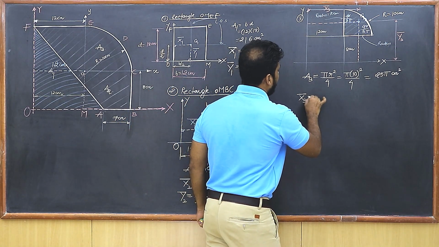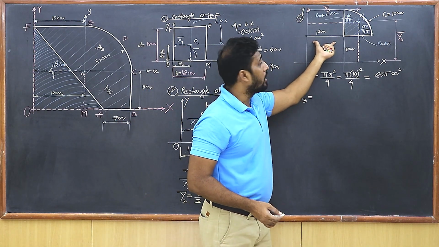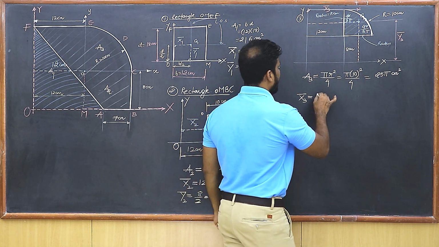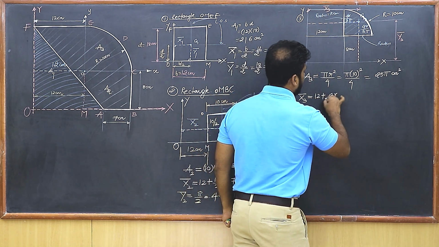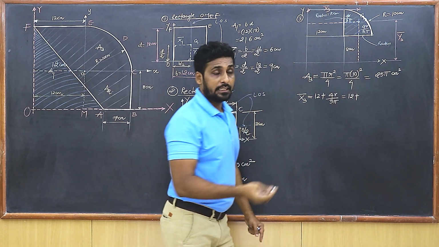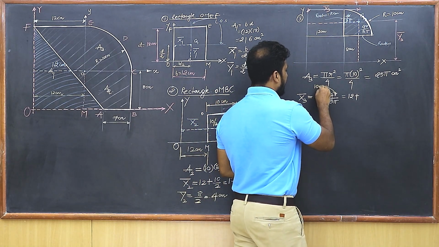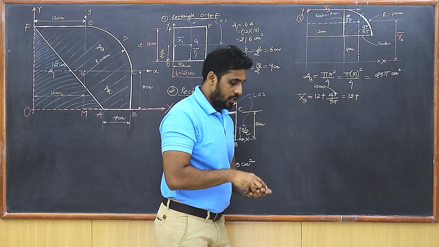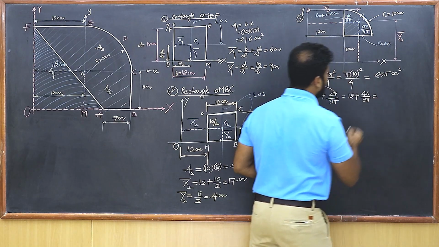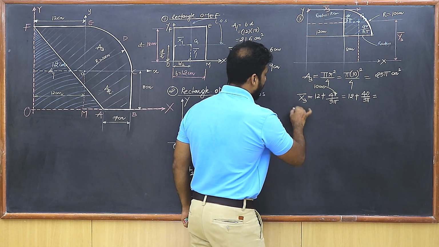So let's get x3 bar. x3 bar is going to be that 12 centimeter, isn't it? This 12 centimeter plus 4r upon 3 pi where r, the radius, is 10. So that becomes 12 plus 4 into 10, radius is 10 centimeters. That becomes 40. You get 40 upon 3 pi. So 12 plus 40 upon 3 pi. I'm definitely going to get this answer. Let's get the answer in a short while from now. So that's x3 bar.